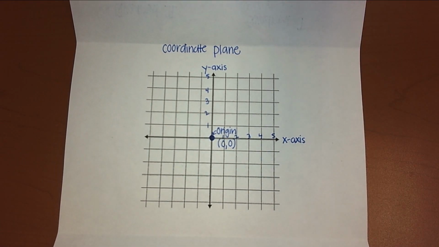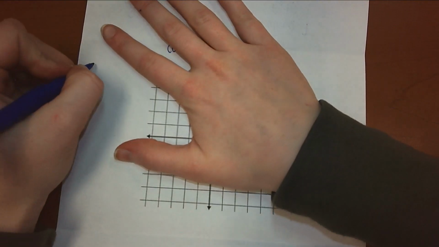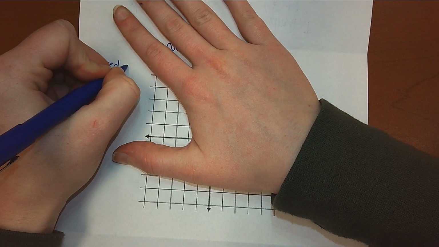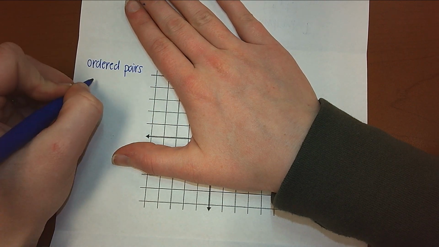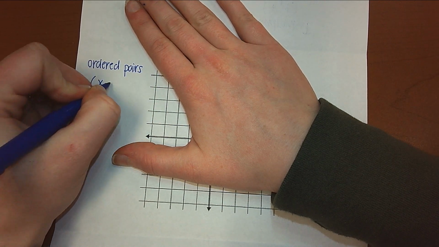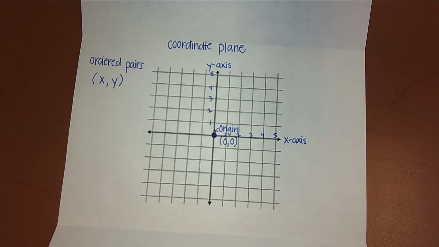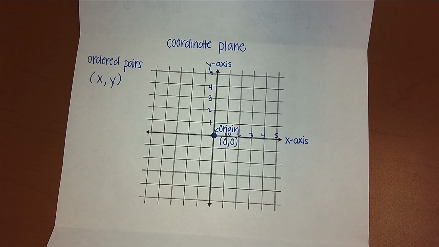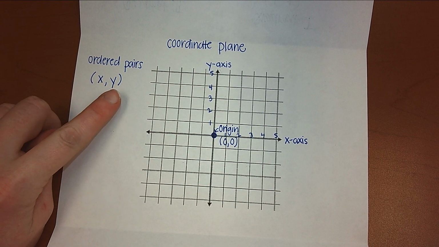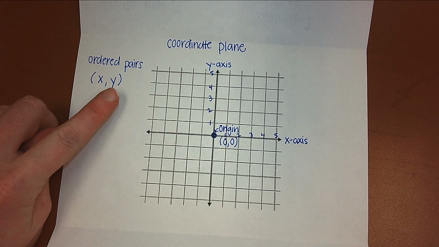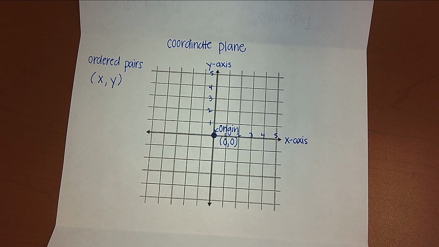Within the coordinate plane, we graph or plot what we call ordered pairs. Ordered pairs are always written inside parentheses. The first number is what we call our x value. The second number is what we call our y value. It goes in alphabetical order, x, then y. So our x coordinate comes first, our y coordinate comes second.